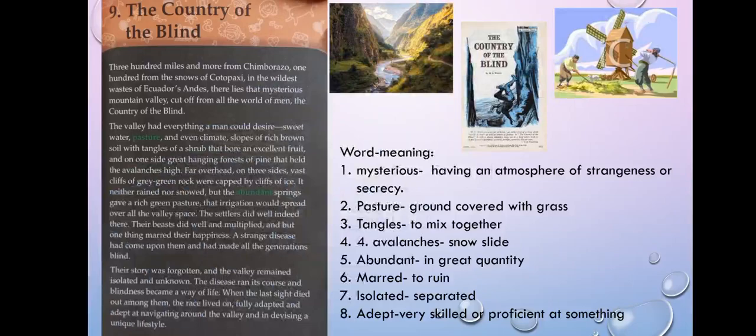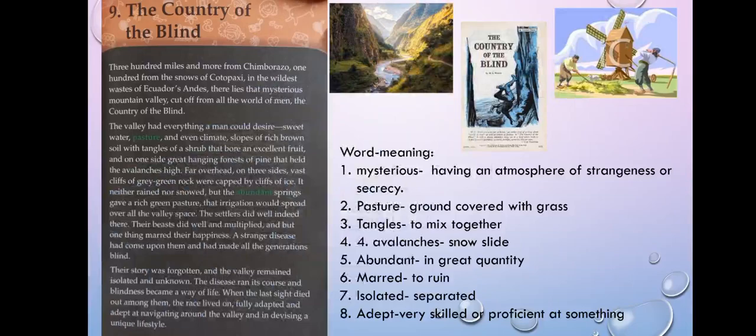300 miles and more from Chimborazo, 100 from the snows of Cotopaxi in the wildest wastes of Ecuador's Andes, there lies that mysterious mountain valley, cut off from all the world of men, the country of the blind. So the first paragraph tells about the location of the mysterious mountain valley which was cut off from the world of men, and that valley was the country of the blind.